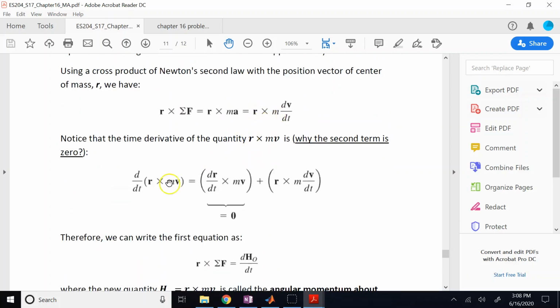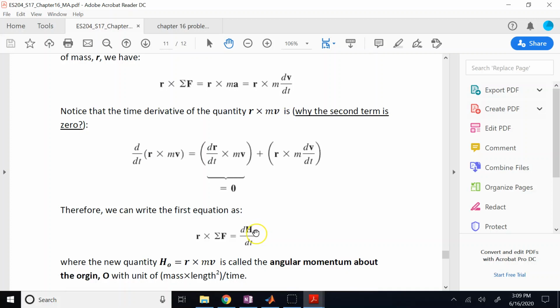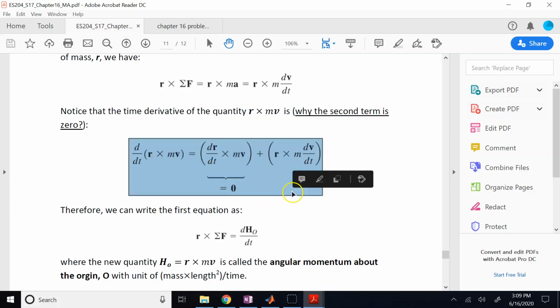And then you remember that the right-hand side was this derivative, so it was the time derivative of something. Now I call this new something, r cross mv, h, angular momentum. And since the reference for r was the origin, I say this h is measured with respect to what? Origin. And I call this guy angular momentum.